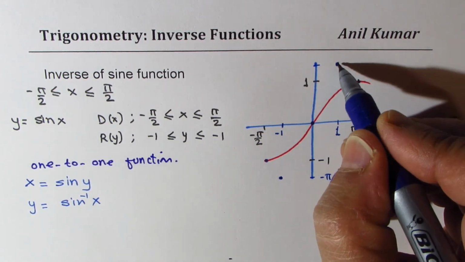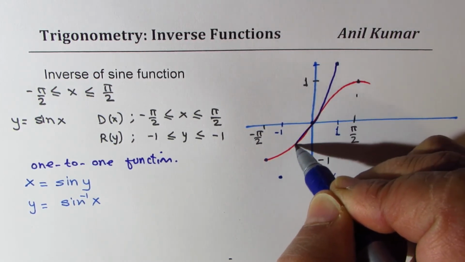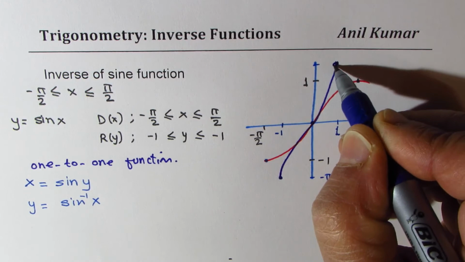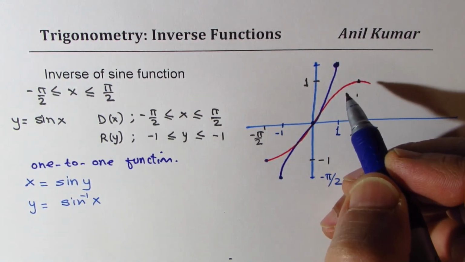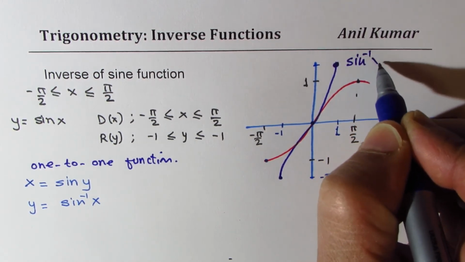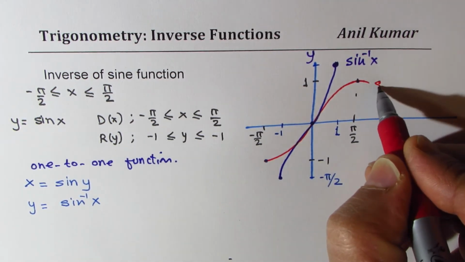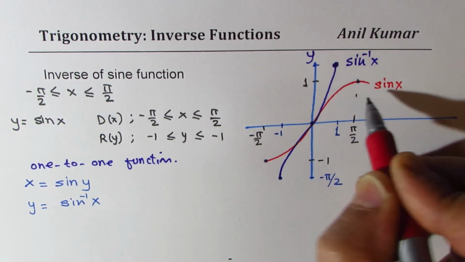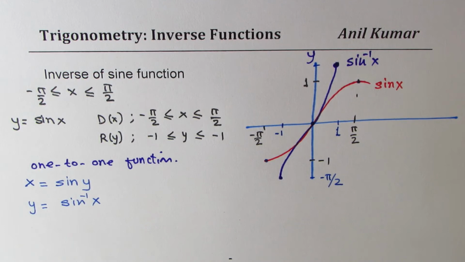Now we can sketch this particular function passing through the origin. So this function here is the inverse function. So that is sine inverse x, y equals sine inverse x. Is it okay? The original function is here, which is sine x. You get an idea, right? So that is how you get the inverse of the function.